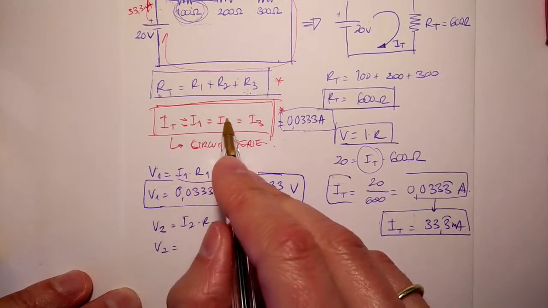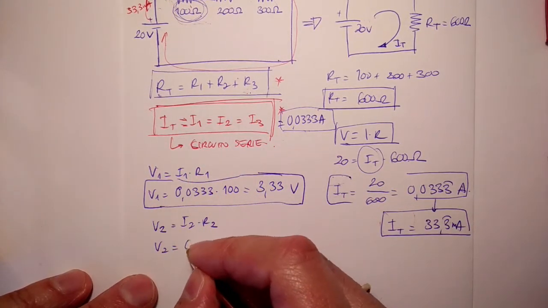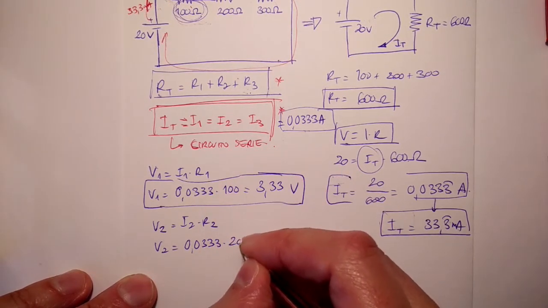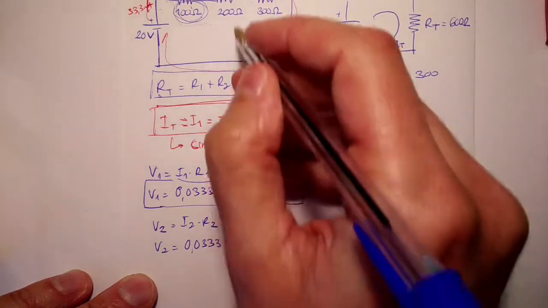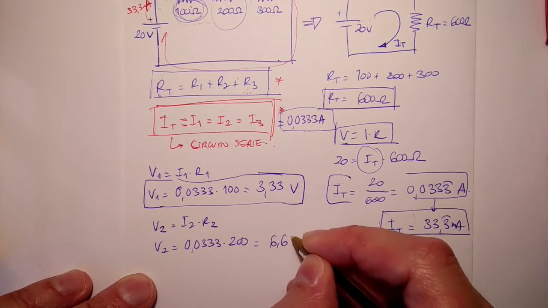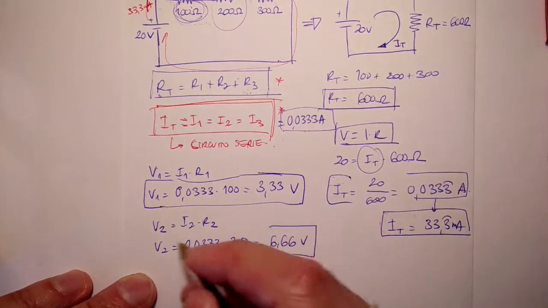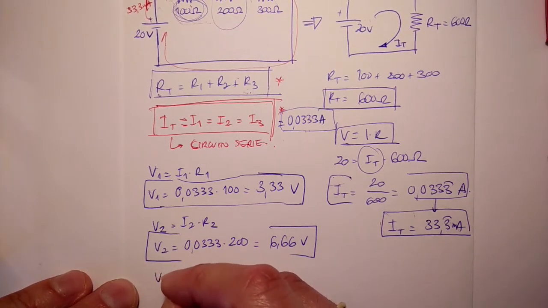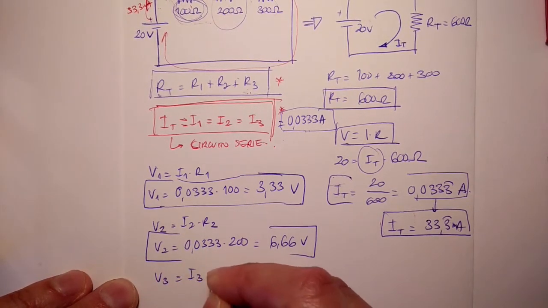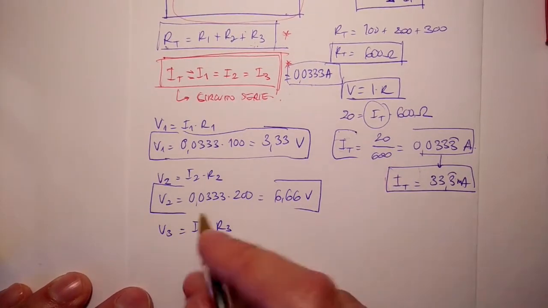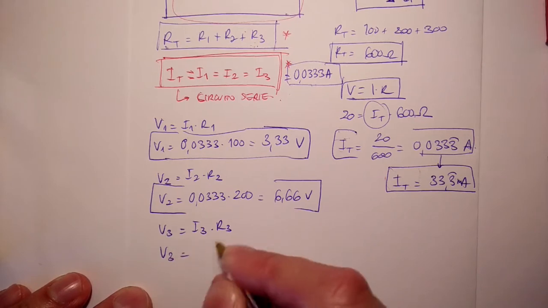So finding voltage V2 would be equivalent to current I2 multiplied by resistance R2. Substituting I2, which is equal to I1 and I3, I will write 0.0333 multiplied by 200, which is the value of R2. And we get 6.66 volts.